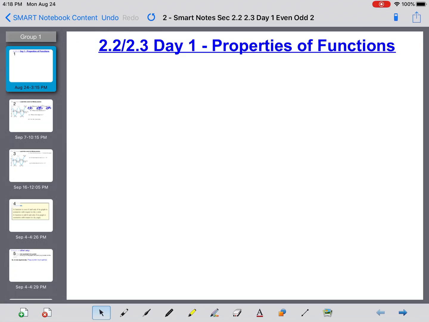All right, guys, here we go. We're looking at section 2.2 and 2.3, day 1. This is all involving properties of functions.